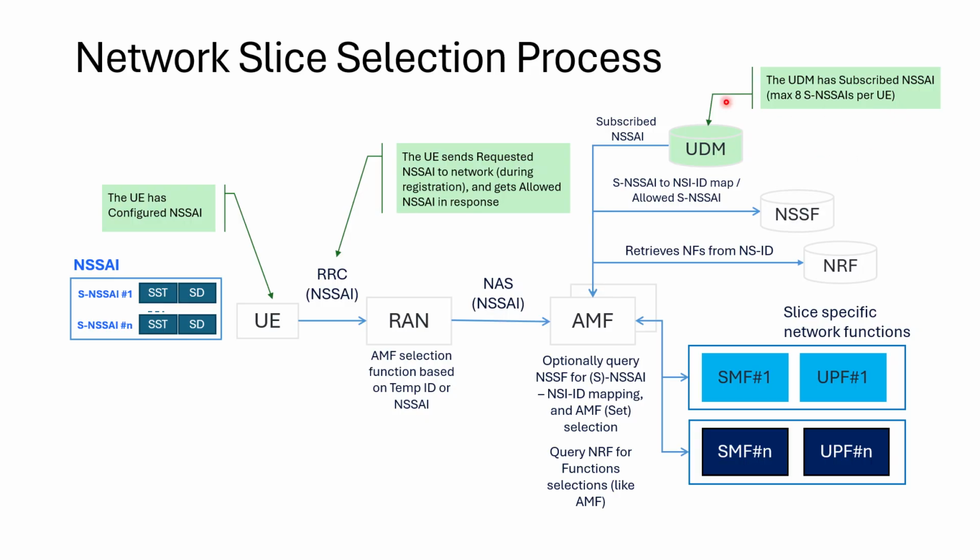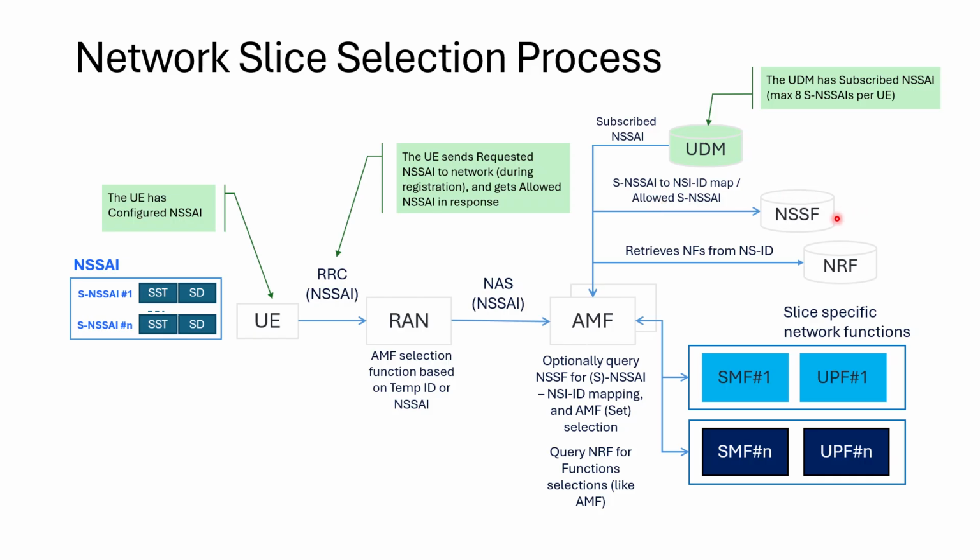Then it will get that subscribed NSSAI, and after that, since the AMF cannot trust the UE, it will do a topology check with the NSSF. Even if the subscriber is subscribed to a particular slice, it might not be available in their current physical location. So the AMF queries the NSSF. That's why the NSSF here acts as a master orchestrator.